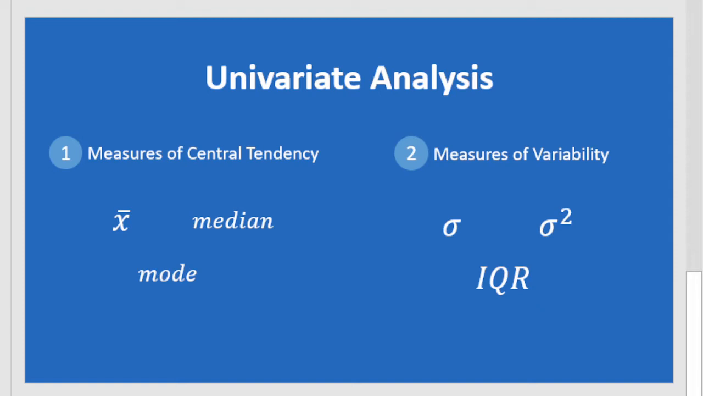The numerical descriptive techniques can be grouped in two groups. The measures of central tendency, such as the mean and the median and the mode, that help us understand where the data is centered around, and also the measures of variability, such as the variance, the standard deviation, and interquartile range, that will help us understand how dispersed our data is. Okay? So having said this, let's get started.